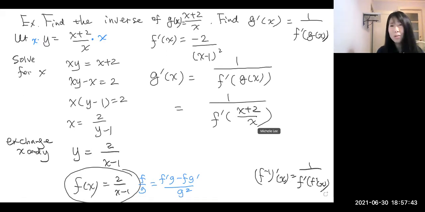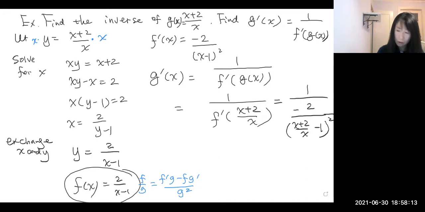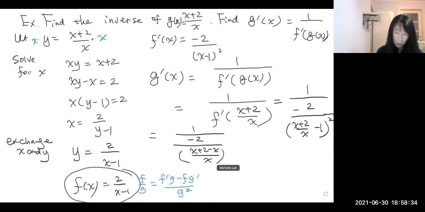Now, can you see that? What to do, right? X plus 2 over x, we substitute into f prime of x, okay? So that is 1 over negative 2 over x, in this case, x plus 2 over x minus 1 quantity squared. All right, then we do algebra, right? So this will be 1 over negative 2 over x plus 2 minus x over x, right? Squared. That is 0. So 2 over x squared.